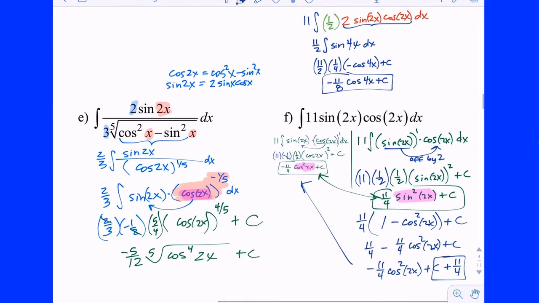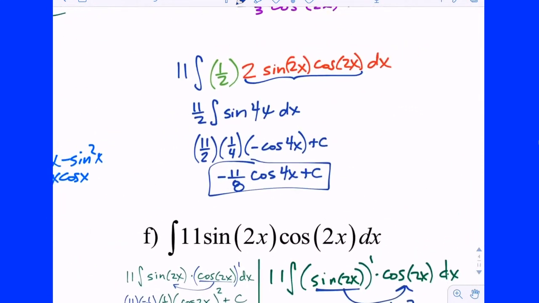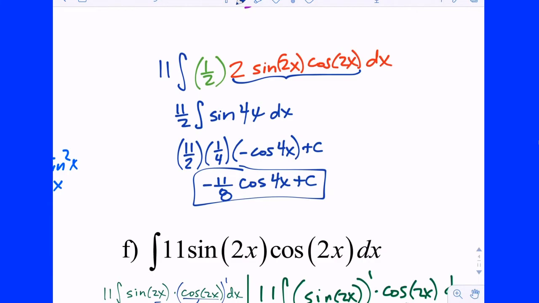Now, here's another way to do it. I don't know if y'all saw it this way, but it did occur to me because I had sine of 2x times cosine of 2x. I knew that if there were a 2 out in front, I could condense it using a double angle identity. But I didn't have a 2, and I couldn't borrow one from the 11 because 11, right? So here's what I did.